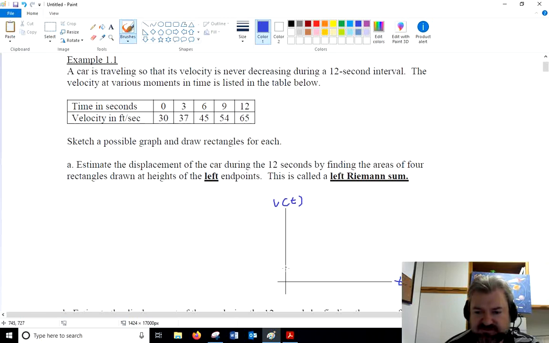And so at 0, I'll tell you what, we'll count by tens here. So 10, 20, 30, 40, 50, and 60. Now, at time t equals 0, we're going to be at 30. We'll be about right there. Then at time t equals 3. So on the x-axis, I'm going to count: 3, 6, 9, 12.